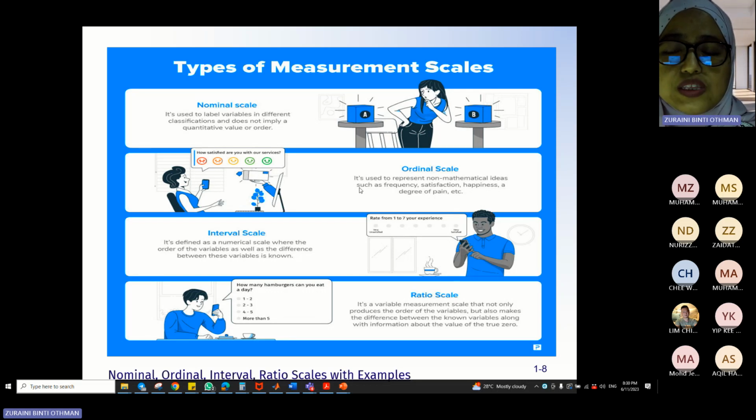Kalau macam kadang-kadang doktor kan dia tanya, yang ni kadang sakit ni dekat yang mana? Maksudnya sakit sangat ke? Atau masih boleh lagi? Macam tu lah dia, dia kelaskan macam tu. Okay, ada beberapa kelas kat situ.